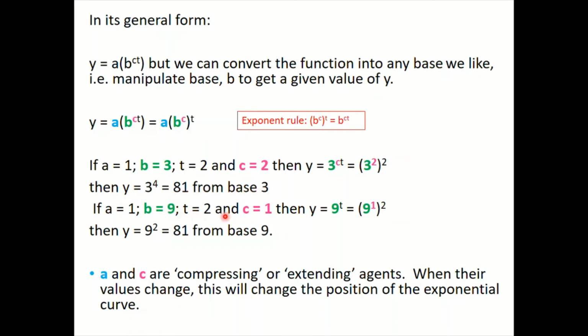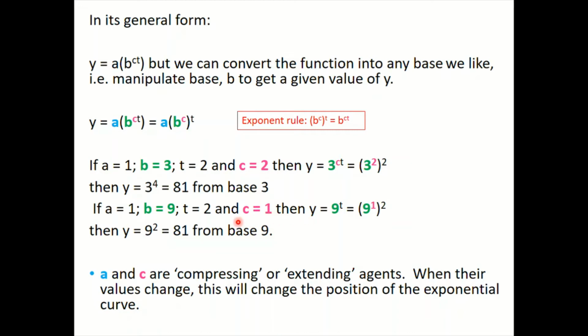In this example now, we are changing the value of b, the base, to 9, and c will be 1 now. So by changing the base, we will see that we can still get the same value for y. 3 squared gives us 9, and 9 to the power of 1 gives us 9. So just through some manipulation of the base, we are able to get to the same final answer for y.